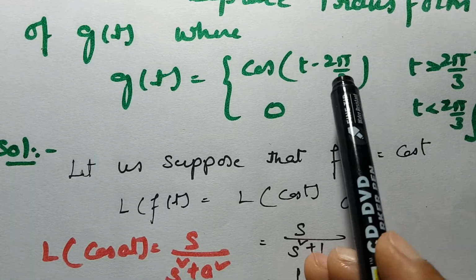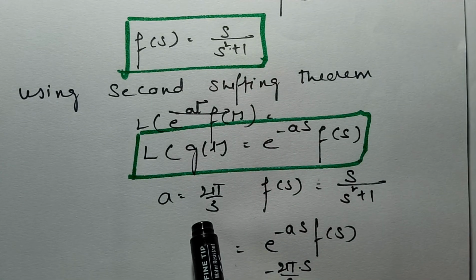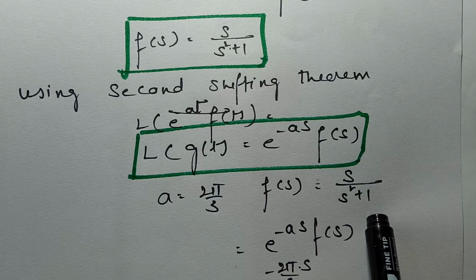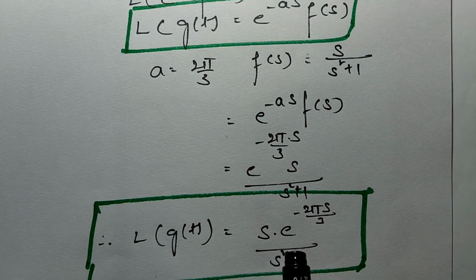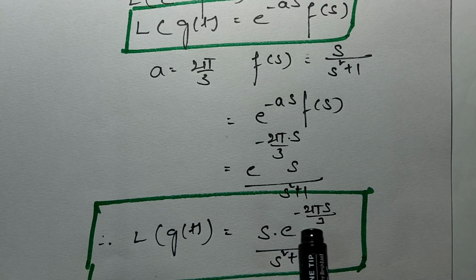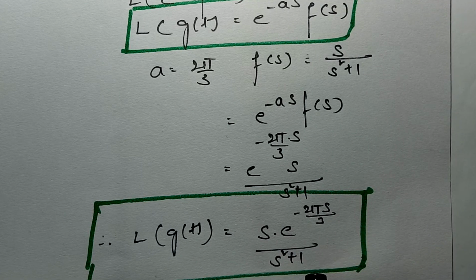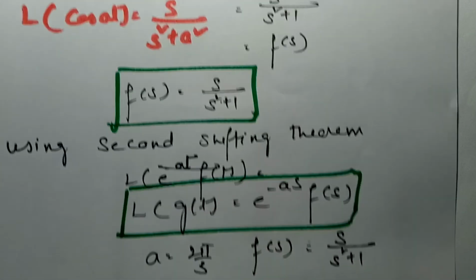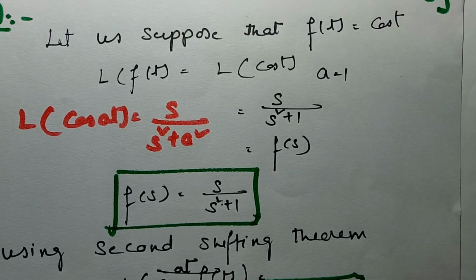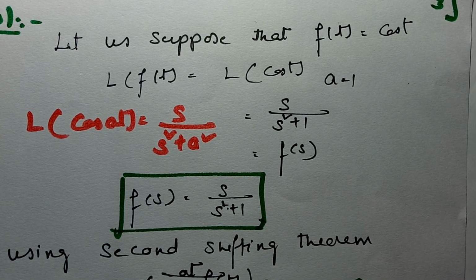From this question, what is a here? 2 pi by 3. A is equal to 2 pi by 3 and f of s is equal to s by s square plus 1. When you substitute in this formula, the final answer will be s into e power minus 2 pi s by 3 by s square plus 1. Hope you all understand. So this is very easy. The second formula, the most important formula, is Laplace transformation of g of t is equal to e power minus as into f of s. With this simple formula, you can solve Laplace transformation of second functions by using the second shifting theorem.